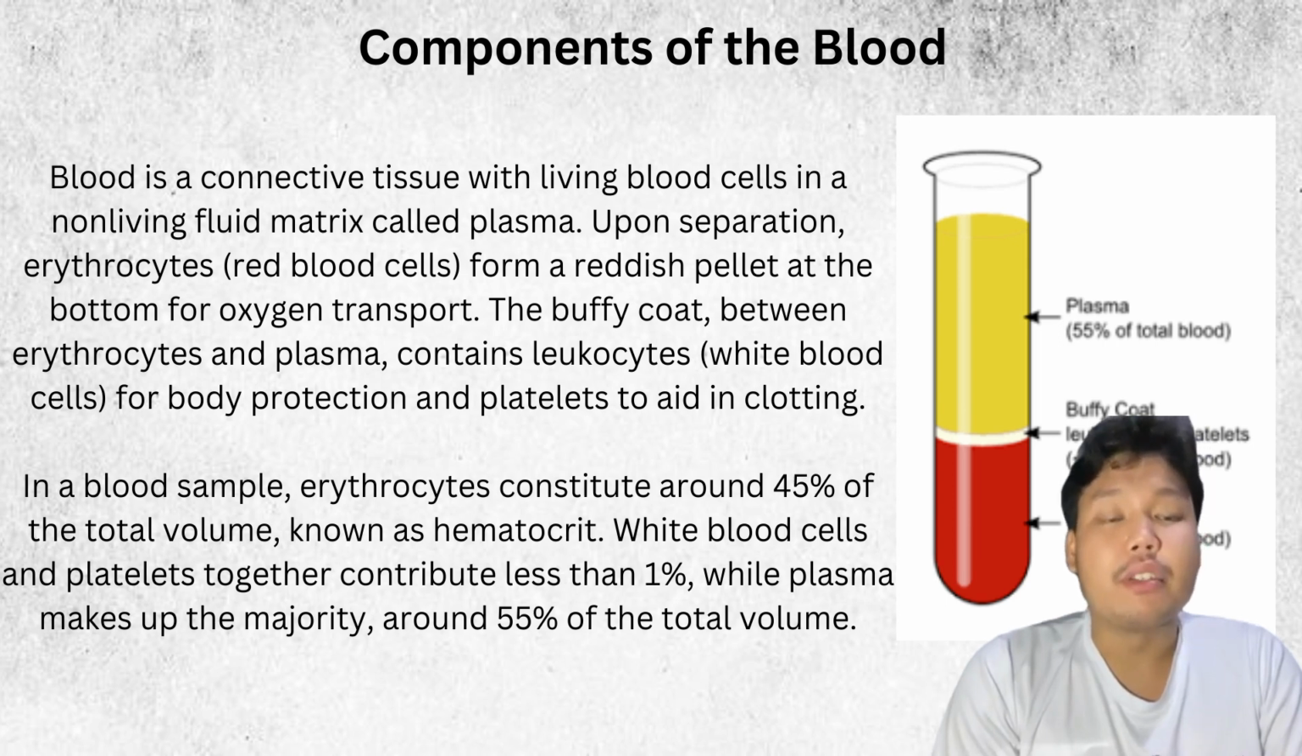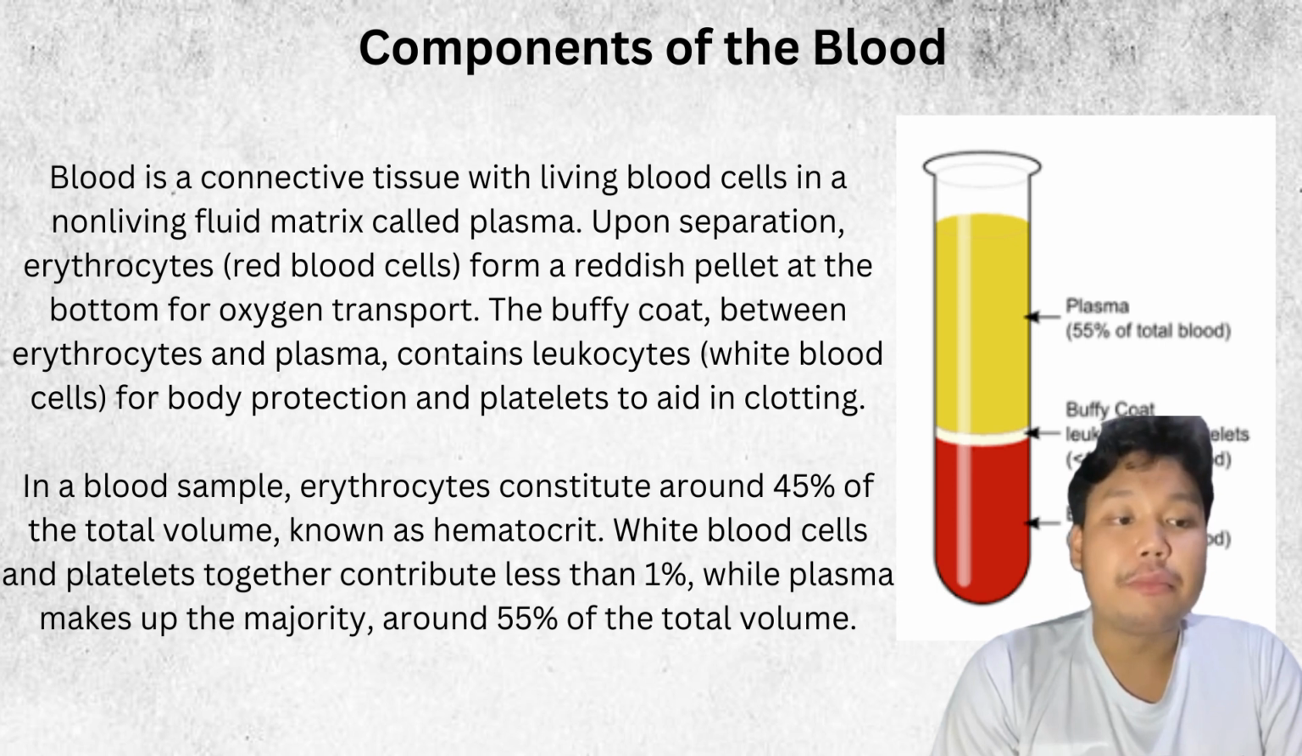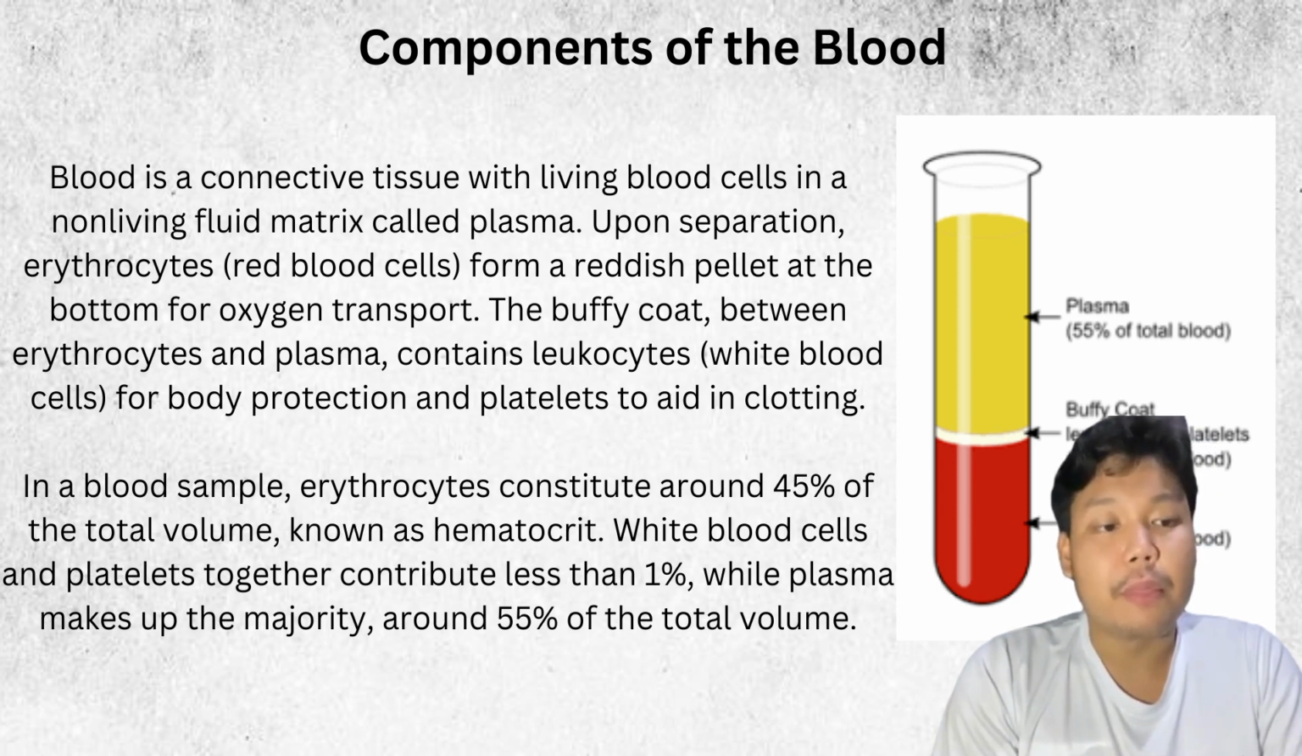Tapos, upon separation, erythrocytes or the red blood cells form a reddish pellet at the bottom for oxygen transport. The buffy coat between erythrocytes and plasma contains leukocytes, or the white blood cells, for body protection and platelets to aid clotting.